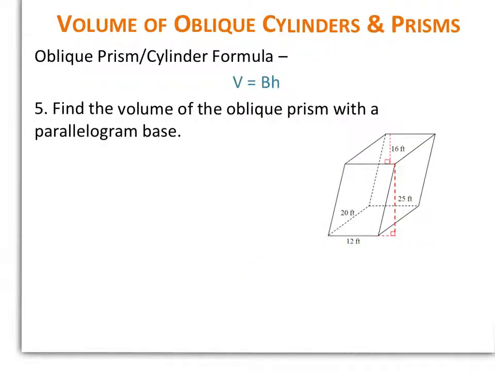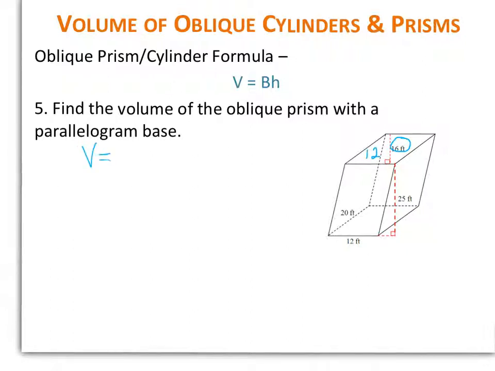To find the volume of oblique cylinders and prisms, we'll use the same formula, volume equals capital B times H. So in number 5, we want to find the volume of the oblique prism with a parallelogram base. So remember, when we find the area of the base, capital B, for a parallelogram, that's base times height. We notice our base, we're given 12, and then 16 is our height. This base would also be 12.